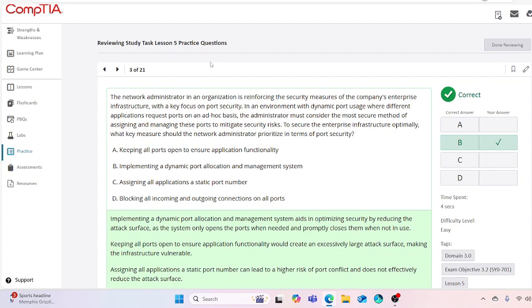Implementing a dynamic port allocation and management system. Implementing a dynamic port allocation and management system aids in optimizing security by reducing the attack surface, as the system only opens the ports when needed and promptly closes them when not in use.